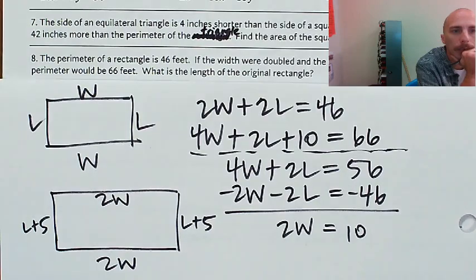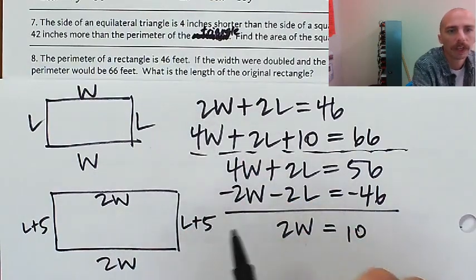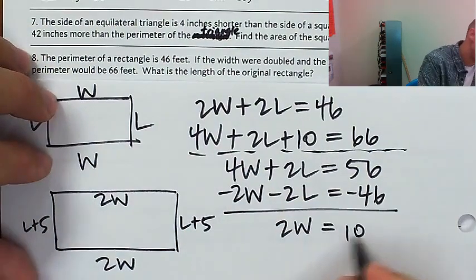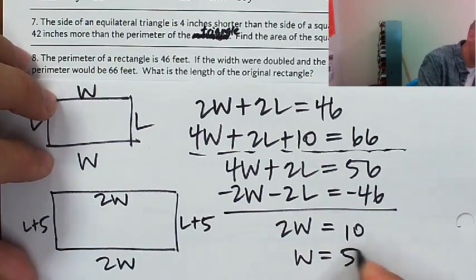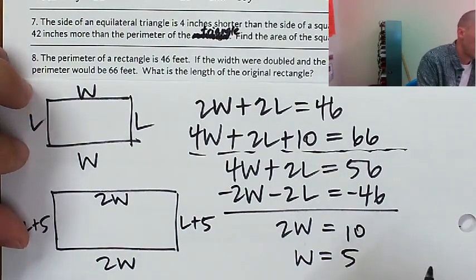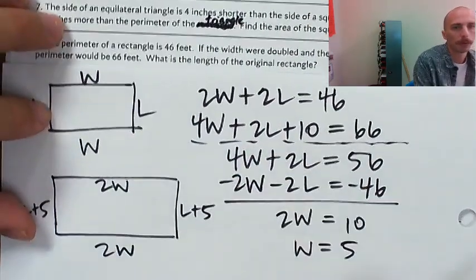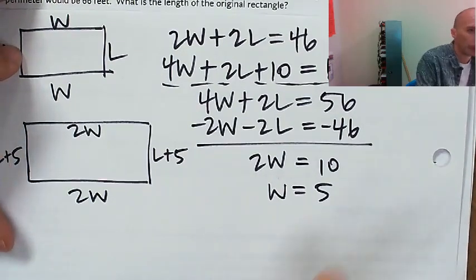And if 2w is equal to 10, I should have tried to eliminate w. I didn't really see that coming. I forgot that we were looking just for the length, but it'll be all right. Okay, so if 2w equals 10, then w is equal to 5. And then I will probably use the original perimeter formula. 2w plus 2l equals 46.